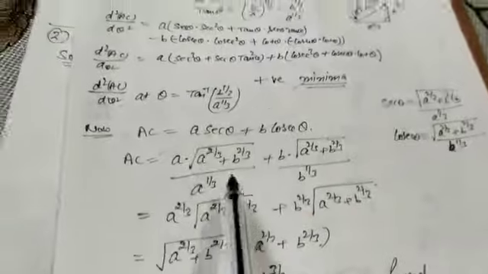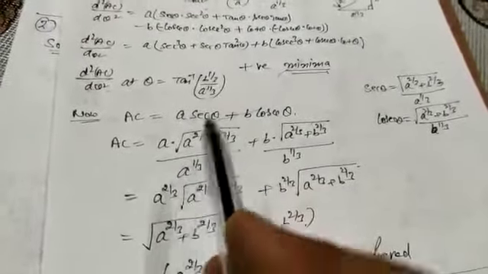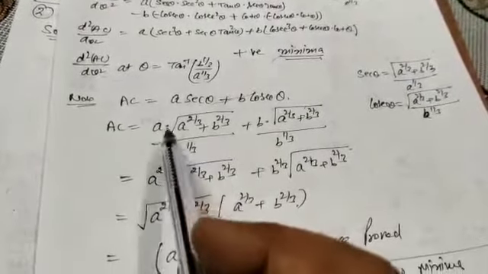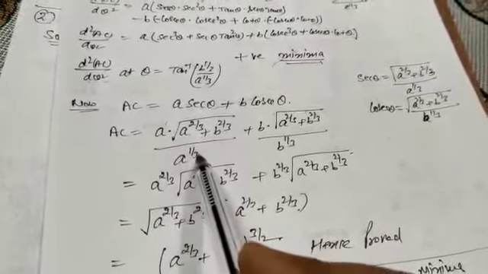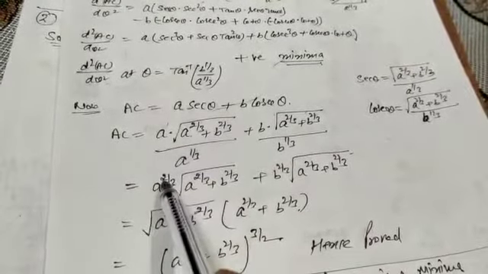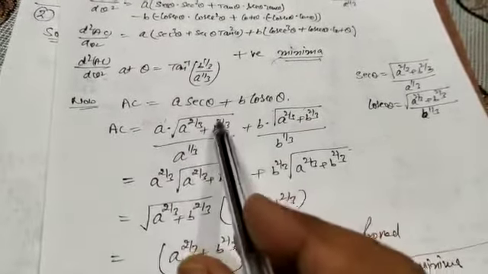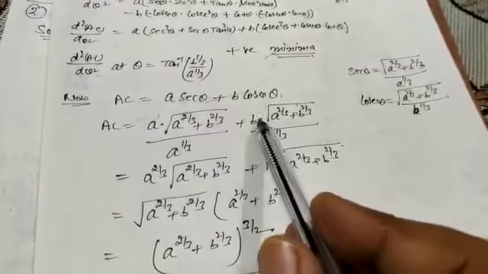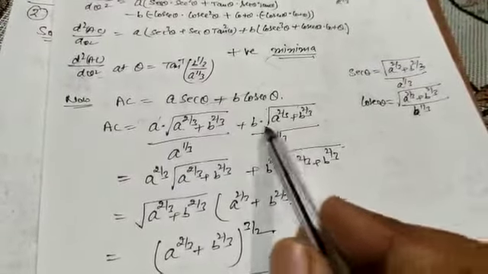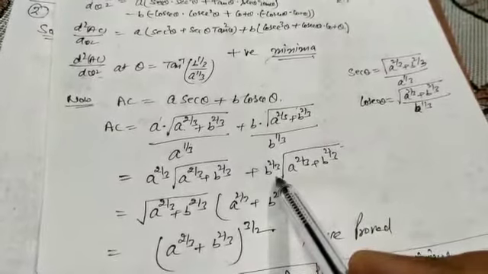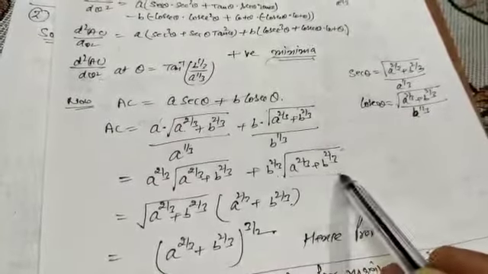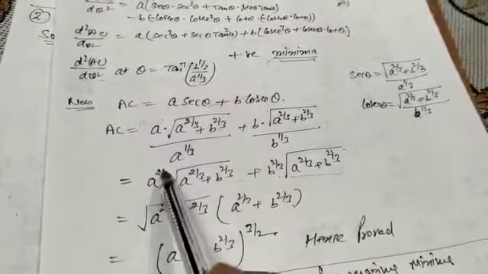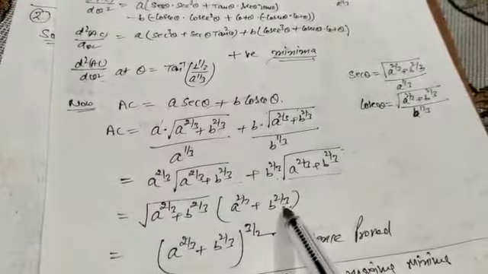Substitute these values of sec and cosec in this equation. Now adjustment of power is there. It is a to power 1, it is a to power 1 by 3. On simplification, we will get a to power 2 by 3. This term as it is. Similarly, b to power 1 by 3. On simplification, b to power 2 by 3. Now this term is completely common from them. What is left? a to power 2 by 3, b to power 2 by 3.